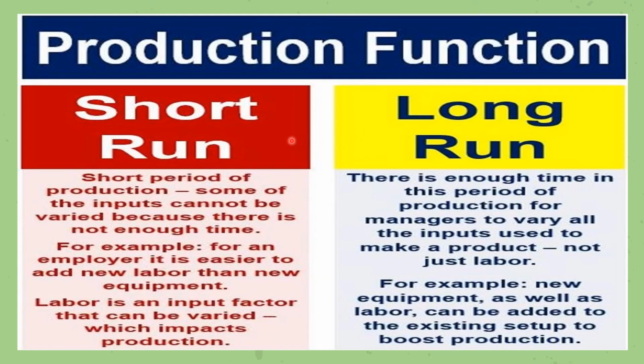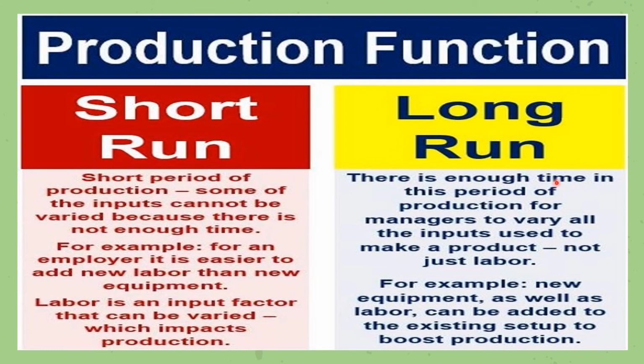Let's just study the distinction between short-run production function and long-run production function, having studied both now. In the short period of production, some of the inputs cannot be varied or changed because there is not enough time. For example, for an employer, it is easier to add labor than new equipment. Labor is an input factor which can be varied but still impacts production.